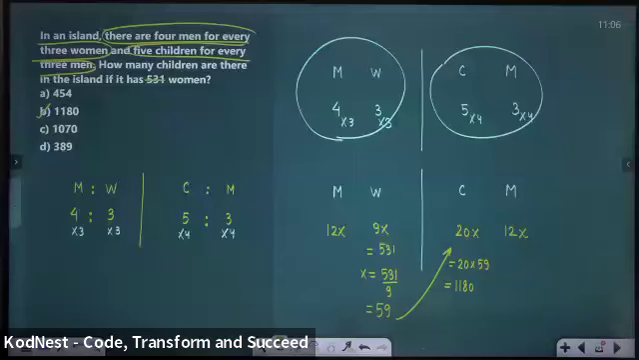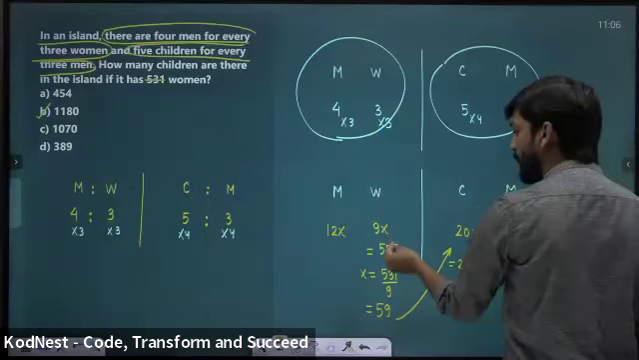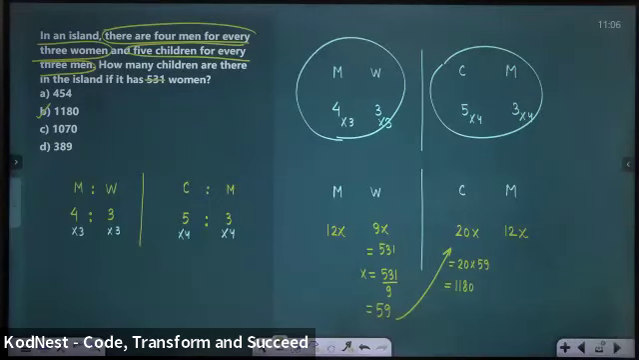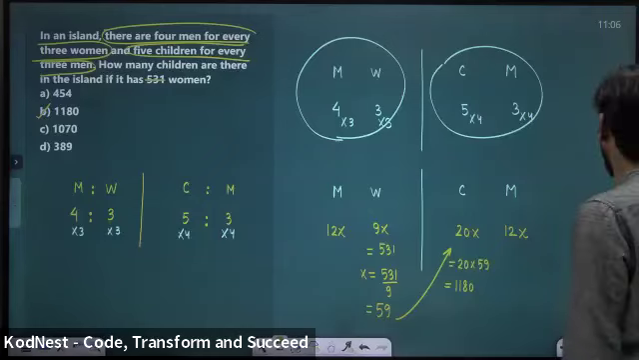We have taken 531 to calculate X. Number of women already given. Okay. Our value is 9x. Question has given 531. So 9x equal to 531. Okay. Question has given. We have taken 531 to calculate X, and using X we have calculated number of children.